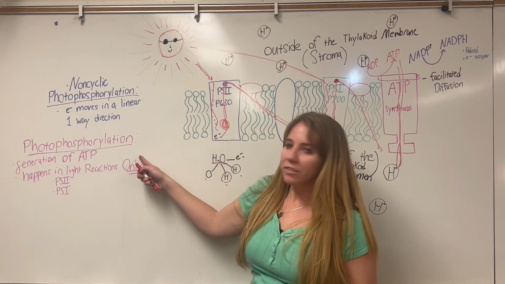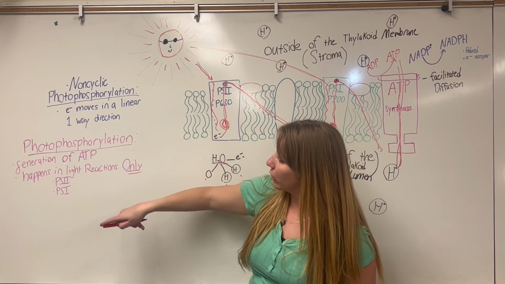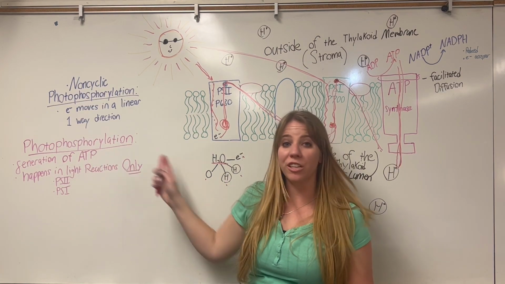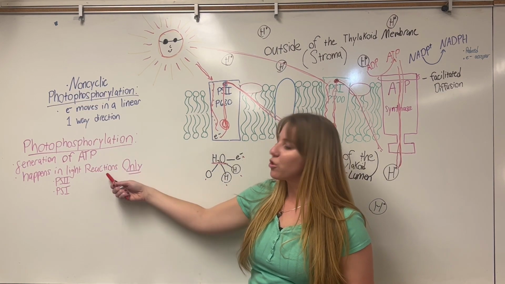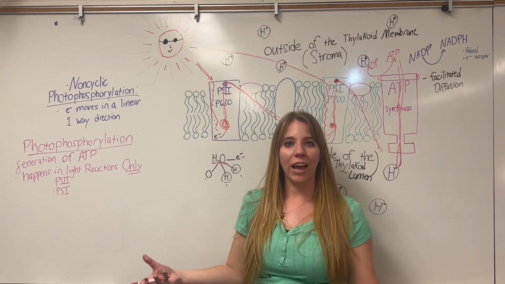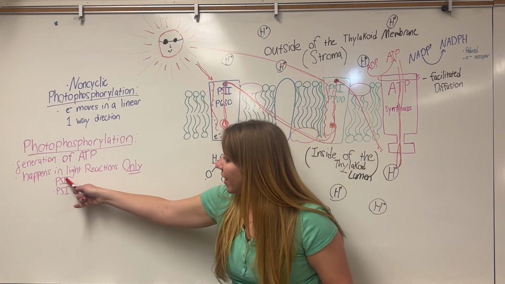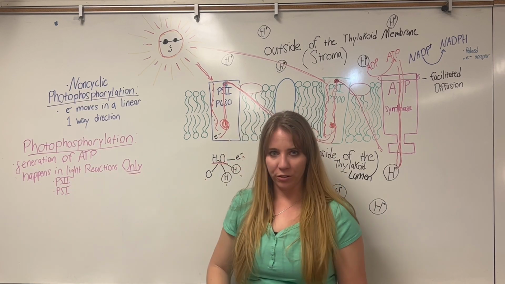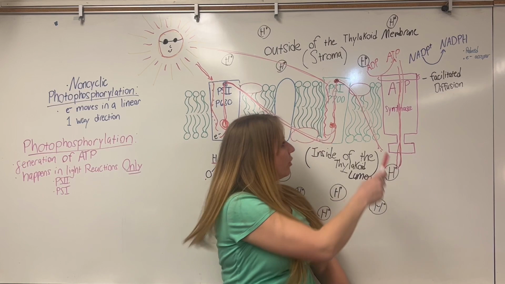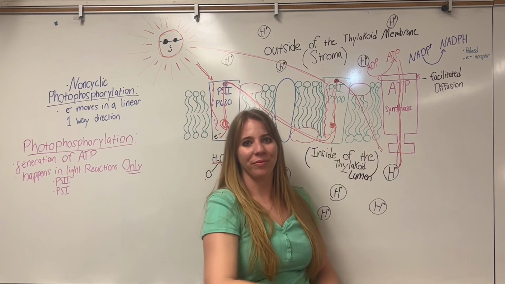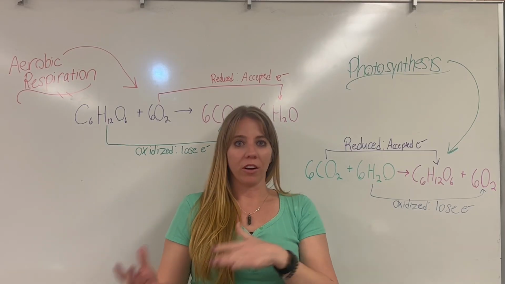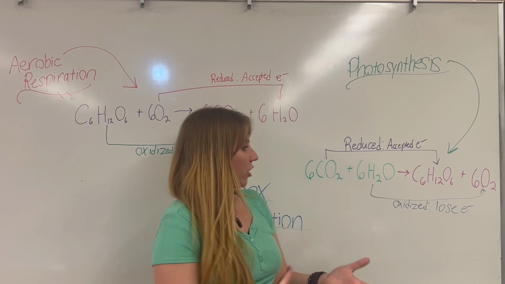All right, one other piece of the puzzle I wanted to go over. This is photophosphorylation, which is the generation of ATP. It's super specialized because it only happens in light reactions, that's photosystem 2 and photosystem 1.